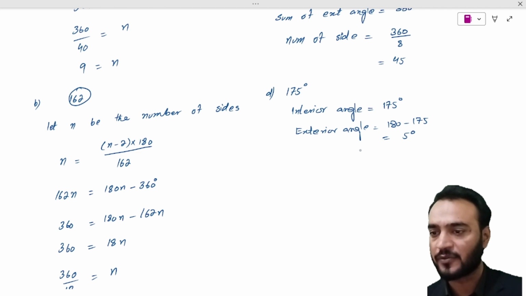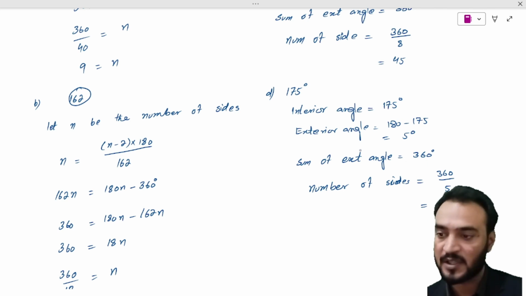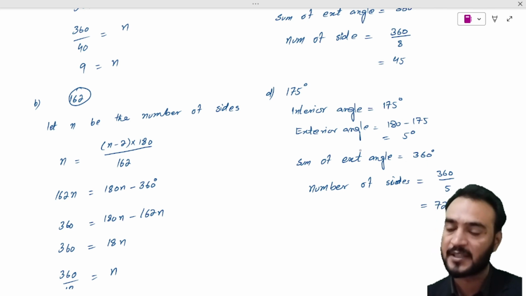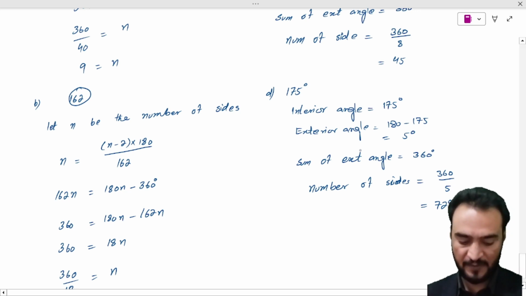So the exterior angle is equal to 5 degrees, and the sum of exterior angles is 360 degrees. The number of sides is obtained by dividing the sum of exterior angles by one of the exterior angles. So 360 divided by 5 becomes 72. So this polygon has 72 sides. Hence, this was question number 6. I hope you understand. Now we will solve question number 7.